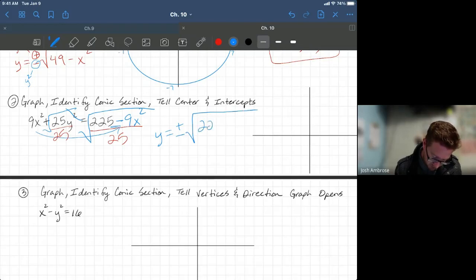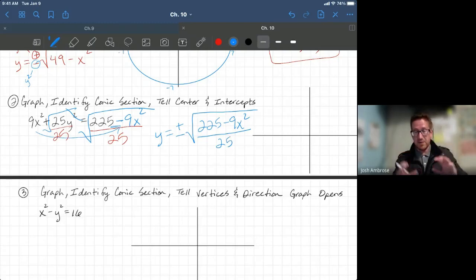And you're going to get 225 minus 9x squared divided by 25. And make sure that everything there is actually under the radical. Okay, so that is a square root, and then inside that square root is 225 minus 9x squared, all divided by 25. And make sure, especially if your calculator is like mine, I've got the TI-83, I have to utilize the parentheses a lot, okay? Because you want to make sure everything is inside and under that radical.